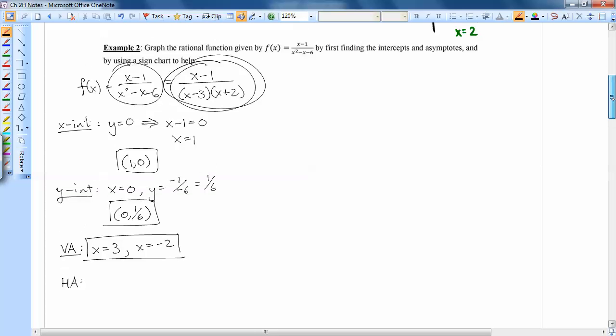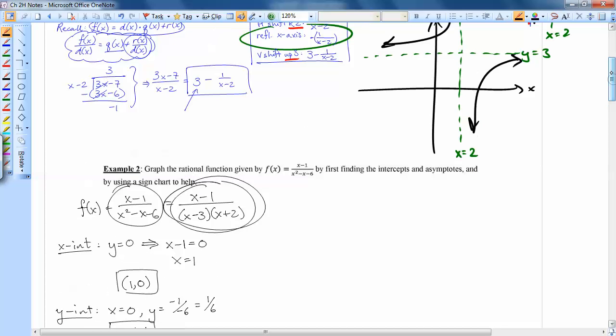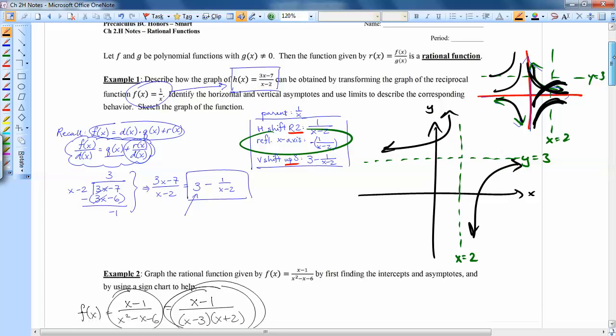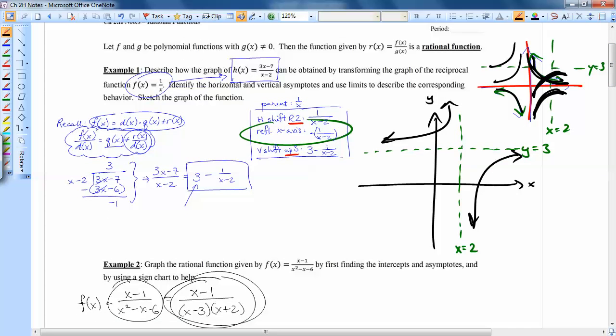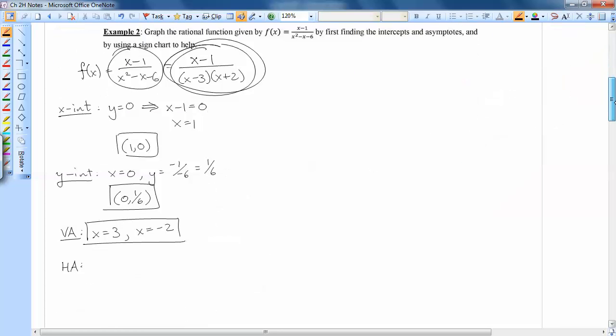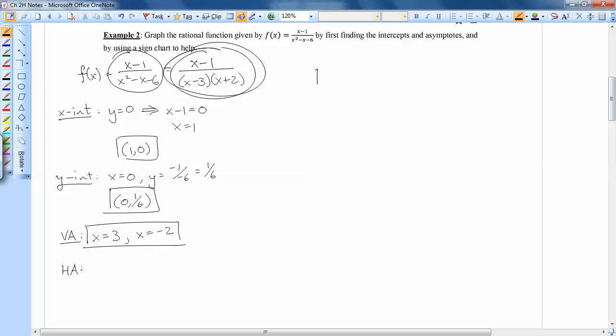One thing I want you to notice from the previous example up here, if I can scroll up: when we did long division here, 3 was the quotient. 3 also ends up being this horizontal asymptote right there. If I did long division on this thing, x squared minus x minus 6, x minus 1, you would end up, wait a minute. Sorry, that's the wrong way around.